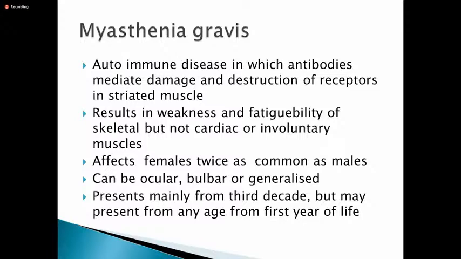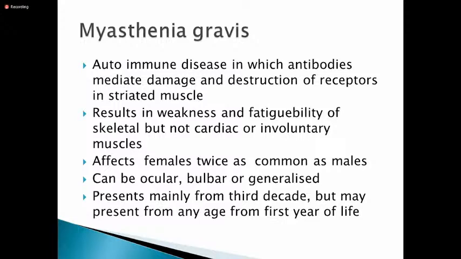The destruction of the receptors of the striated muscle results in weakness and fatigability of skeletal muscles, but usually does not involve cardiac and other involuntary muscles. It more commonly affects females than males. Myasthenia gravis can present as ocular and remain ocular, or can be ocular with bulbar involvement. Bulbar patients present with difficulties in swallowing, and it can also be generalized.